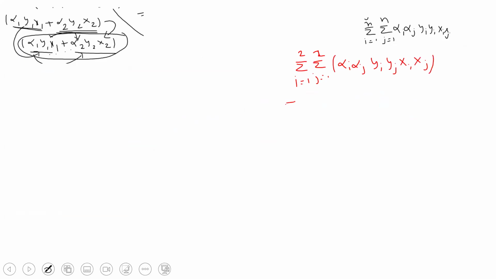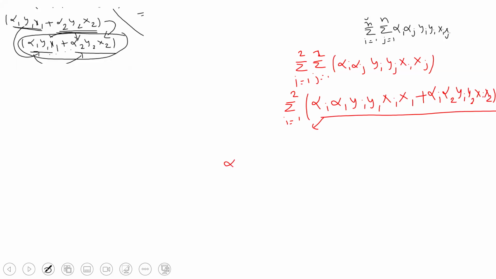Right? So now apply summation of j equal to 1 to 2. For j equal to 1, that becomes alpha i, alpha 1, yi, y1, xi, x1, plus j equal to 2, which becomes alpha i, alpha 2, yi, y2, xi, x2. So we got this, right? Now again, do everything again. Replace i with 1 and i with 2. So now this is the whole term.